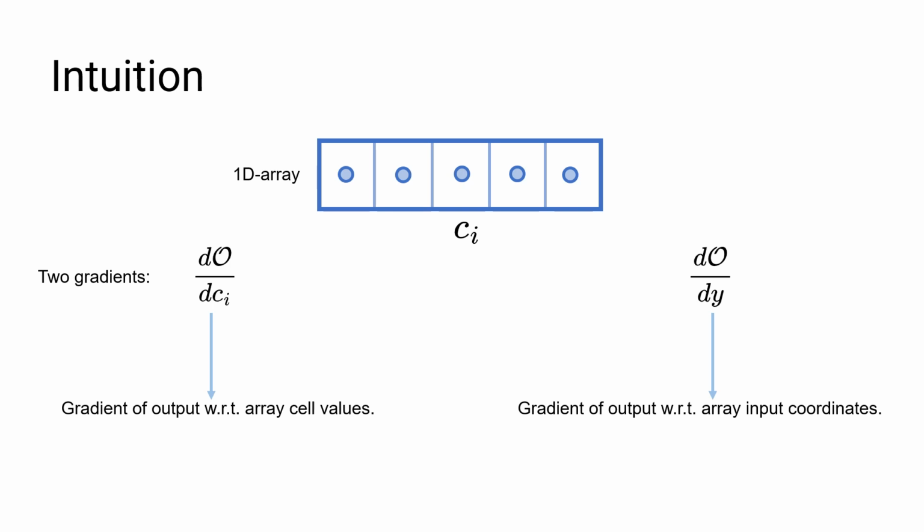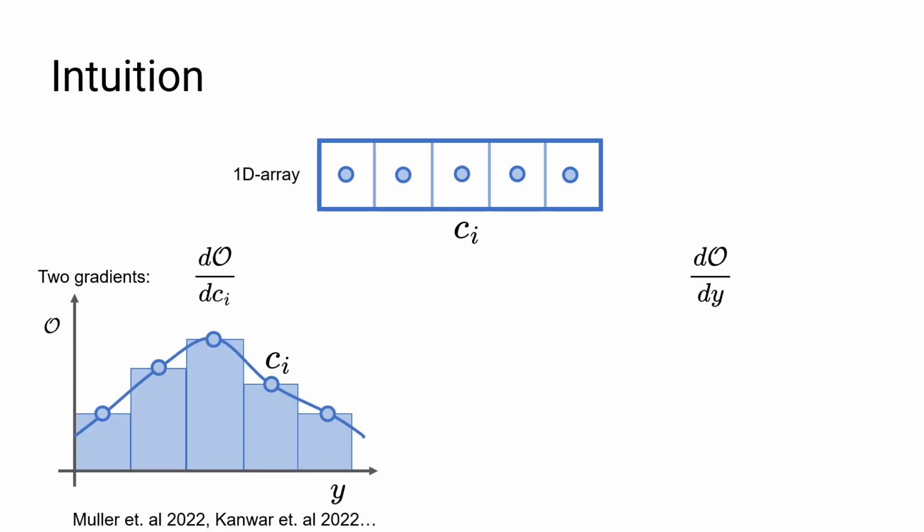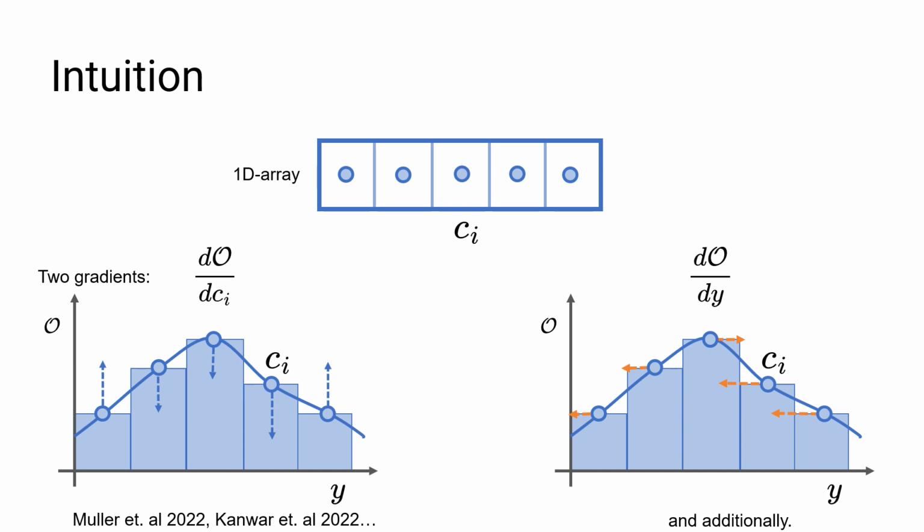The purpose of the first gradient is to update the array values, while the second gradient is used to learn pointer values in the primary array. On our histogram, we represent this gradient with respect to the cell values using vertical blue arrows as shown on left, while the gradient with respect to the input coordinate is shown in orange with horizontal arrows. Let us take a moment to analyze the two gradients.